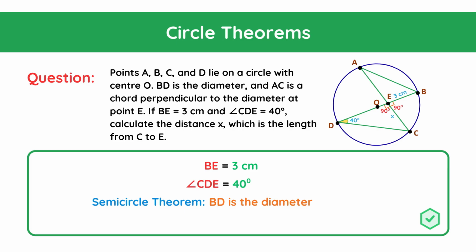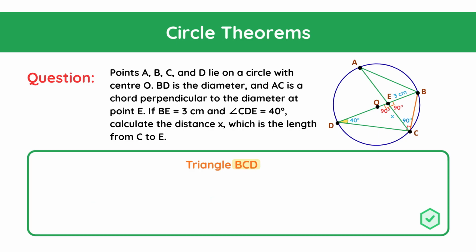BD is the diameter and C is a point on the circumference. So if I draw the lines BC and CD, I've made a triangle BCD where one side is the diameter. By the angle in a semicircle theorem, the angle at C, which is angle BCD, must be 90 degrees. That's the key step. Without that, the question is much harder. With it, everything opens up.